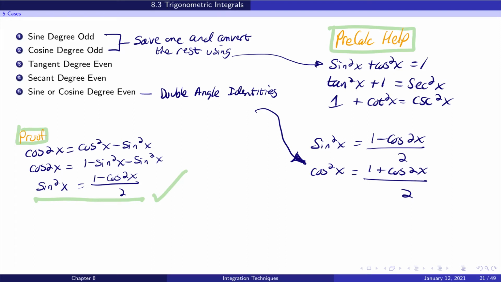Chapter 8, Section 3, this is video 77. The title is Trigonometric Integrals.